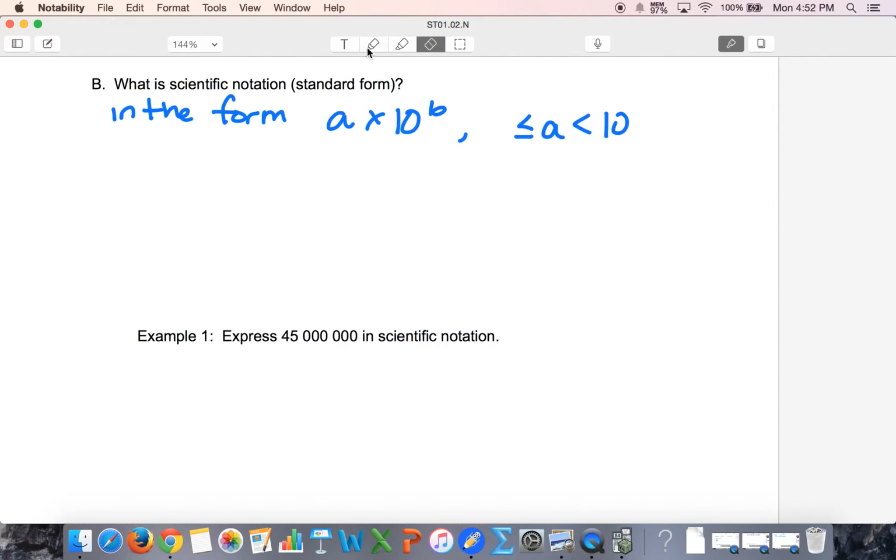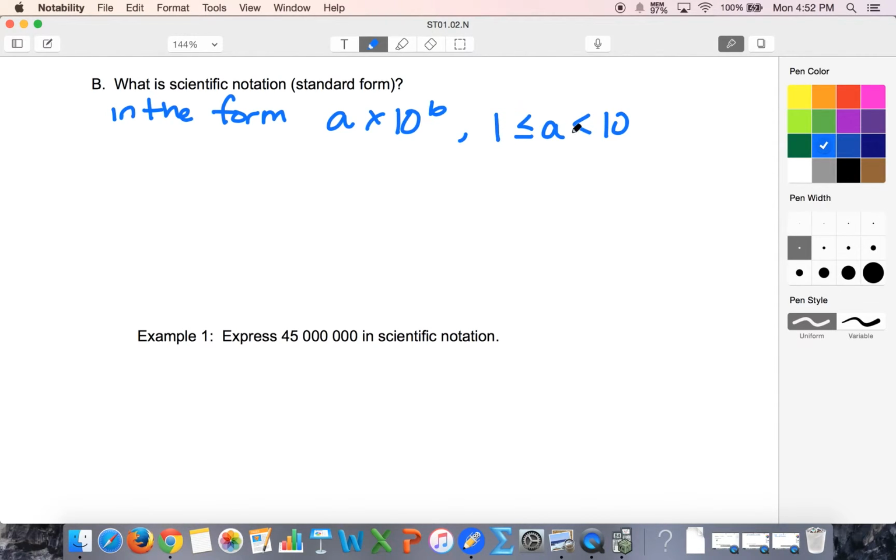And let me make that 1 a little bit better. So any sort of real number, decimals, whatever, as long as it's between 1 and it can be equal to 1, but it has to be smaller than 10. And then b is an element of our integers, and so positive or negative counting numbers. And there's my sort of integer sign.